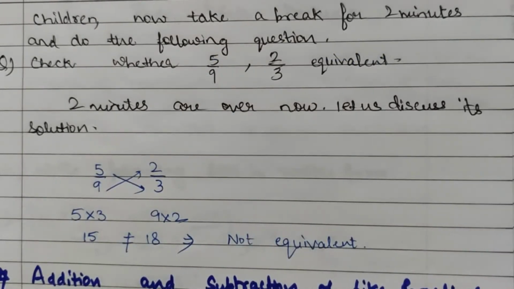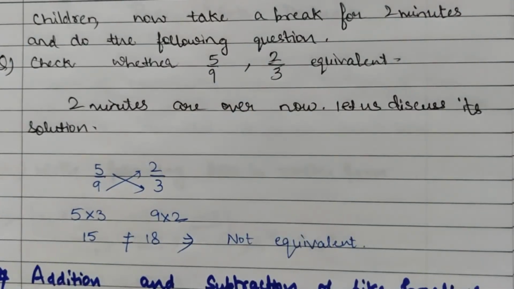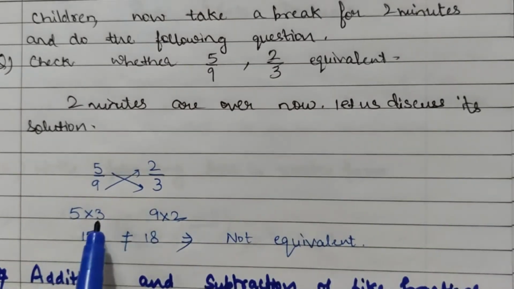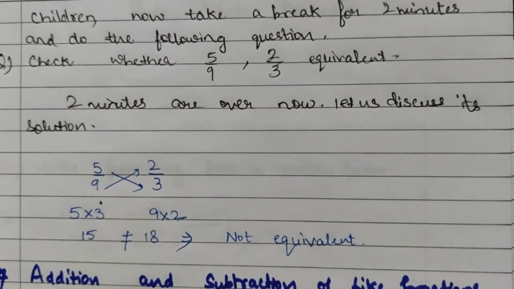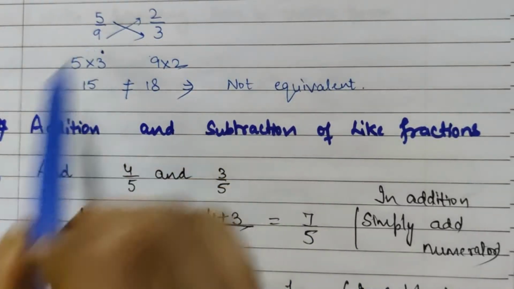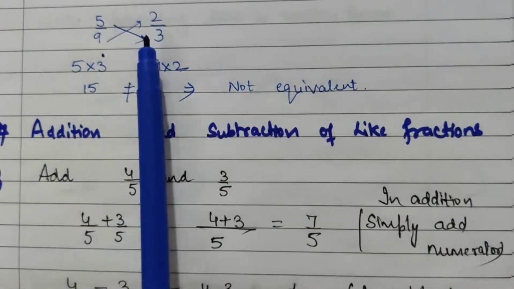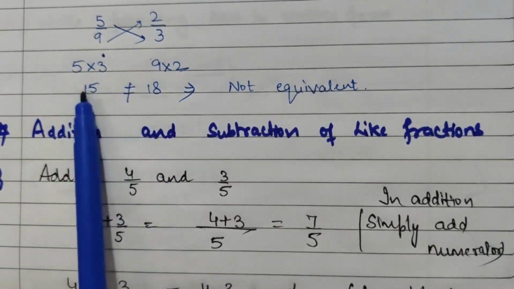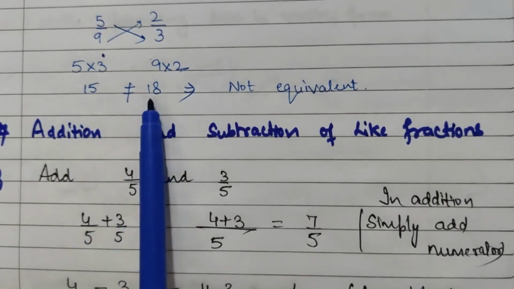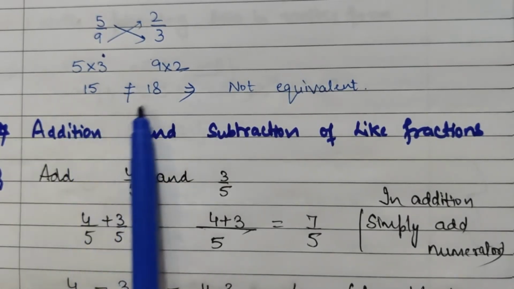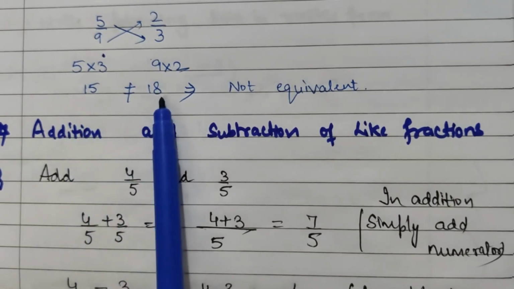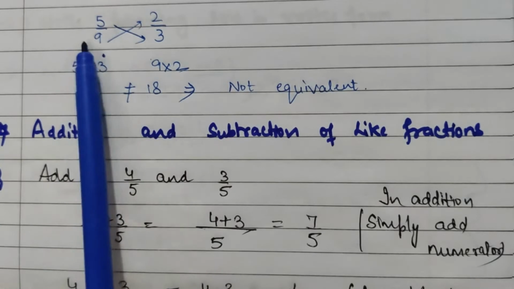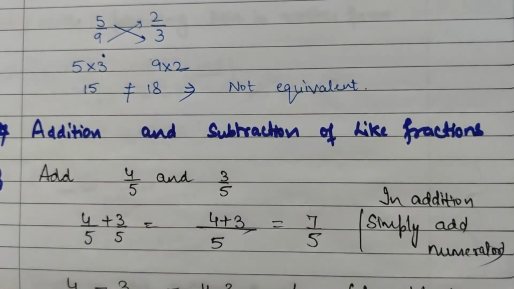Now take a break for 2 minutes and do the following question. Check whether 5 by 9 and 2 by 3 are equivalent or not. Again we will do the cross multiplication method. Now start with 5. 5 into 3 is 15. 9 into 2 is 18. Now are they equal? No. 15 is not equal to 18. If these two results are not equal, it means the given fractions are not equivalent.